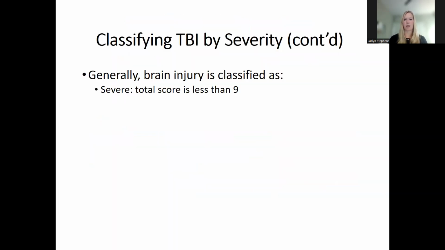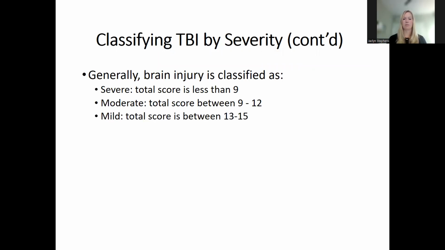As you can see, the scores here help us classify the TBI by its severity. A total score less than 9 indicates a severe injury. A moderate brain injury is one where someone receives a total score between 9 and 12. And if someone receives a total score between 13 and 15, that's typically considered a mild injury.